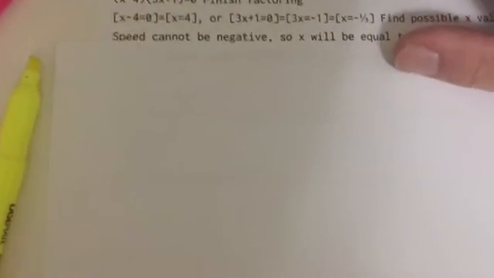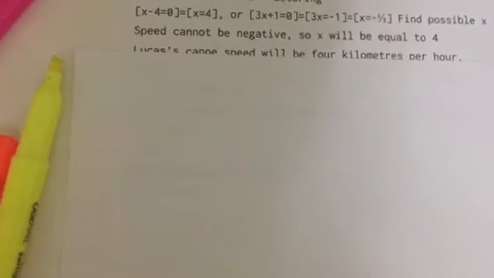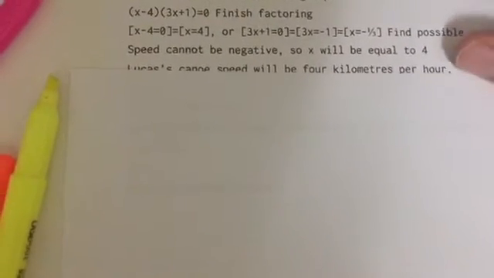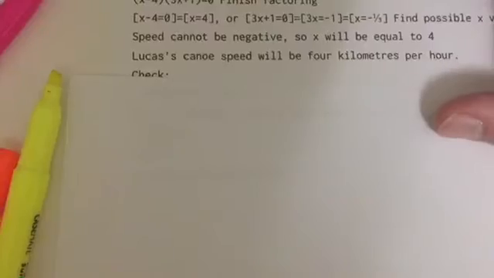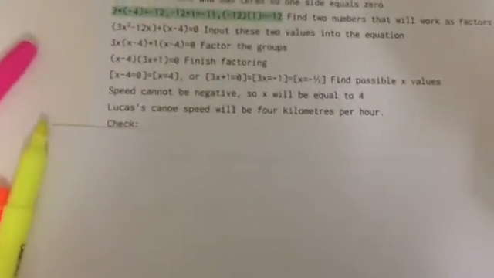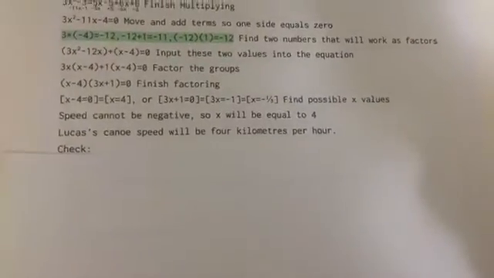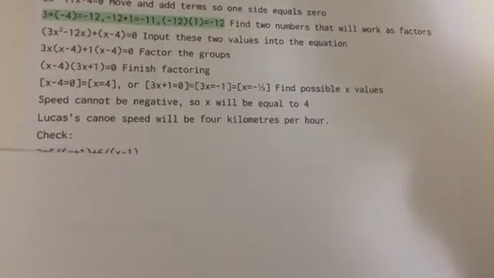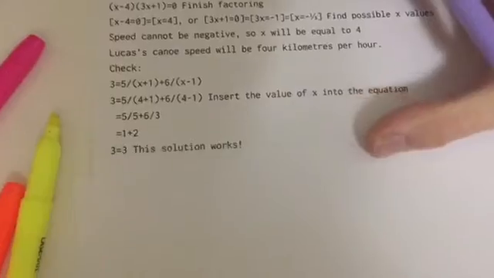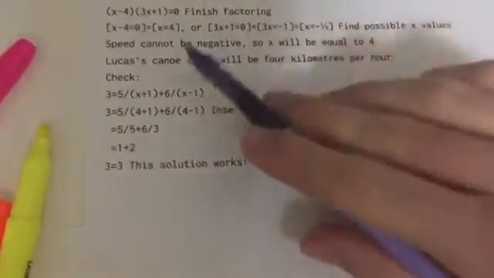And we know that someone's speed cannot be negative because that would just be going backwards and wouldn't work in this case because he would not be visiting people in the correct order. So then x will be equal to 4, which means Lucas's canoe speed will be 4 kilometers an hour. And we can do a quick check of this by inputting 4 into our previous equation up there.